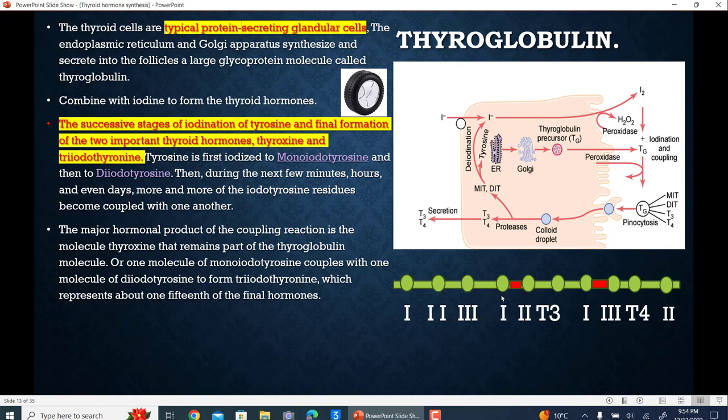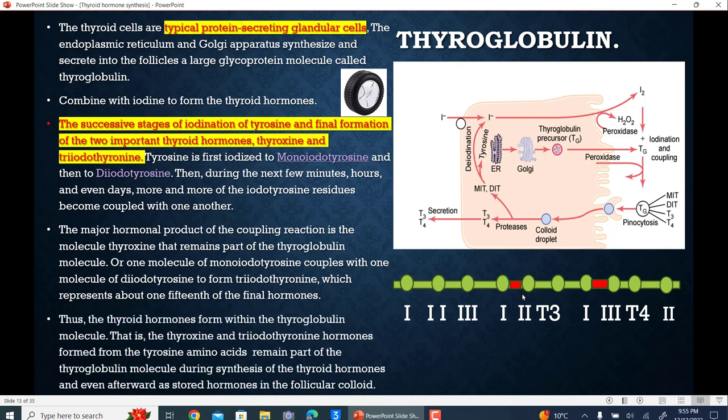Or one molecule of monoiodotyrosine coupled with one molecule of diiodotyrosine forms triiodothyronine, which represents about 1/15 of the final hormone. Thus, thyroid hormones form within the thyroglobulin molecule.